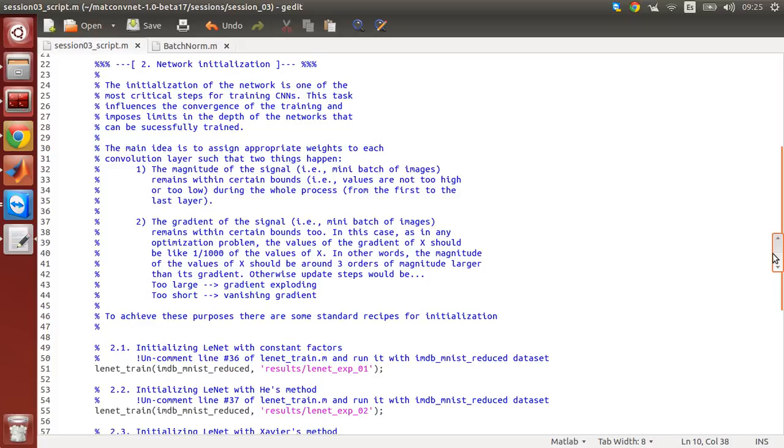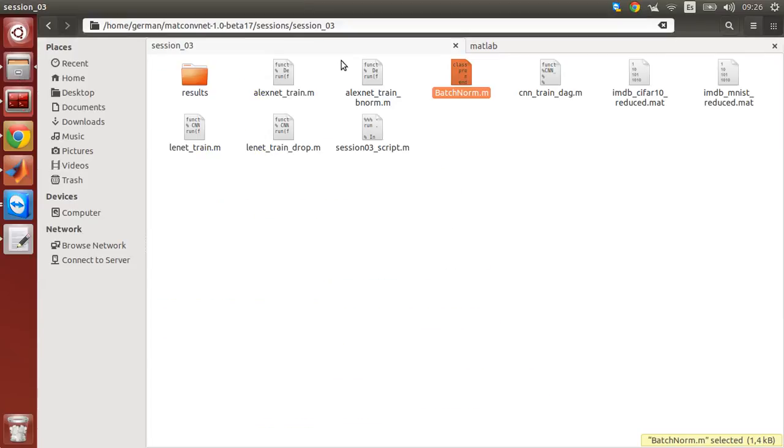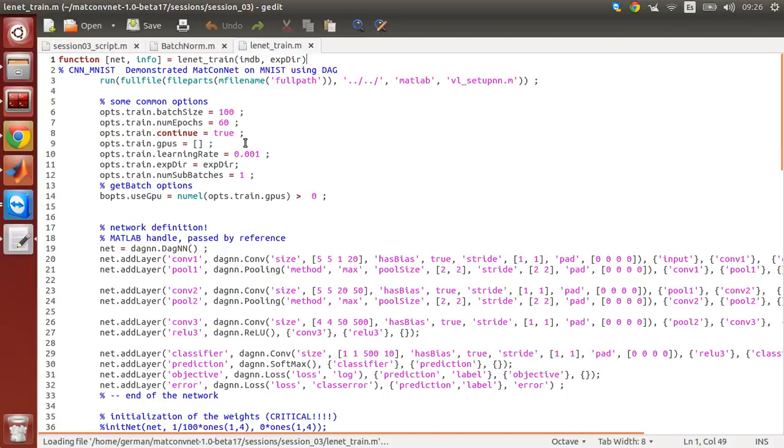Okay, so in order to understand this a little bit better, we're gonna use Lenet train here, but first we're gonna load the data.